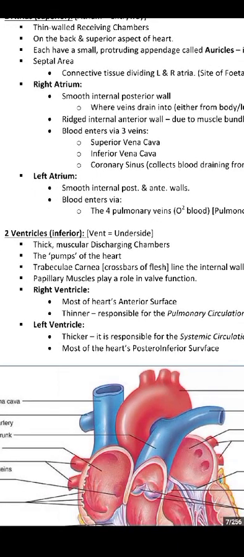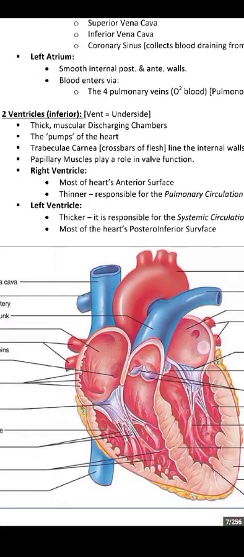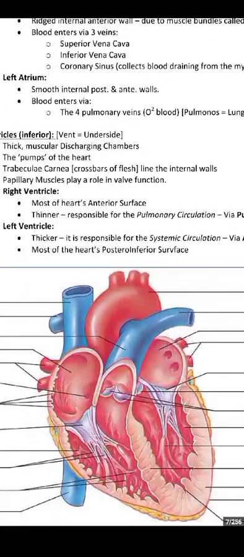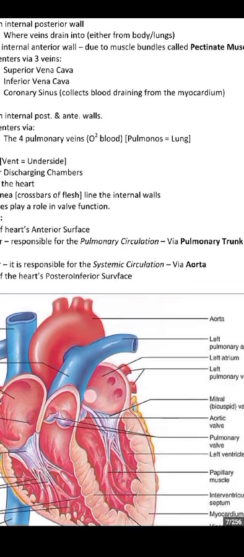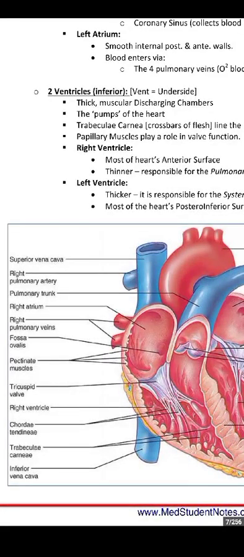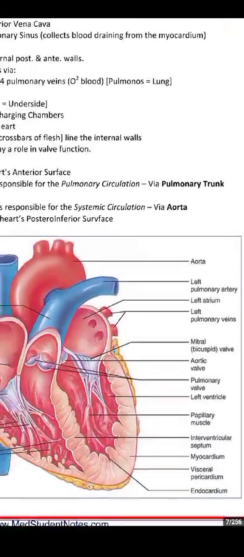Next is the left atrium. The left atrium has smooth internal walls, both posterior and anterior. So the blood enters via the 4 pulmonary veins. As you can see, the right pulmonary veins go into the left atrium, and the left pulmonary veins also go into the left atrium.